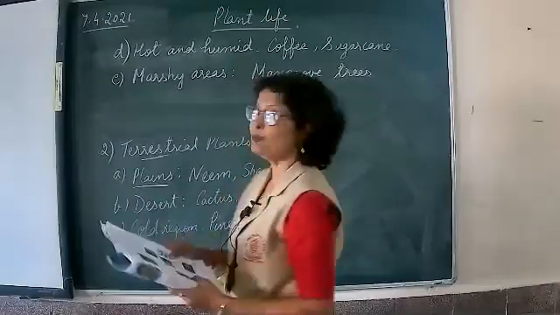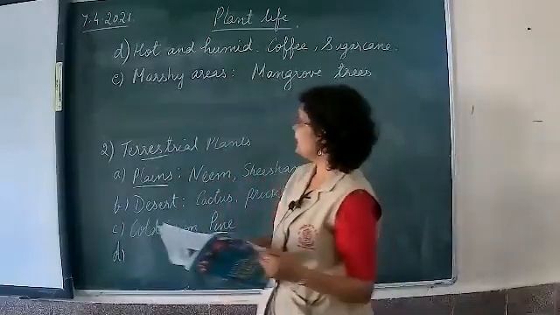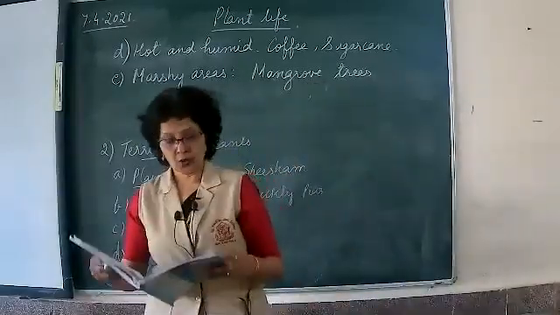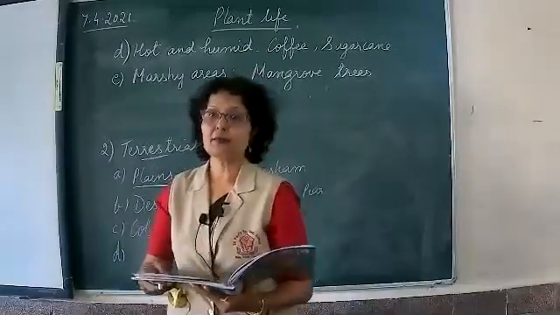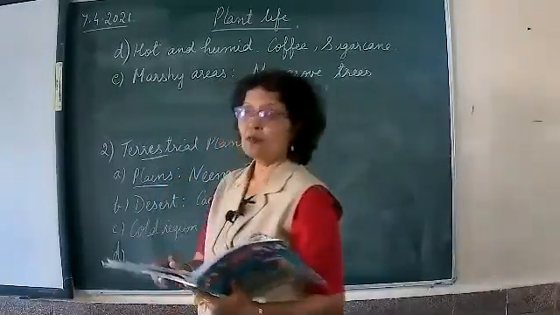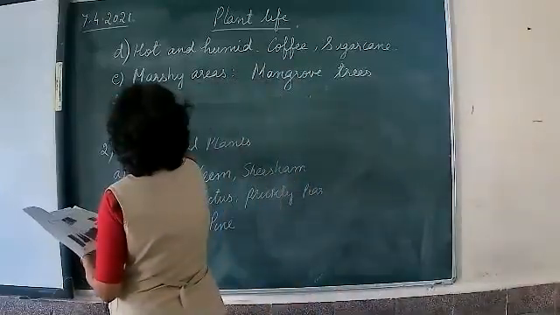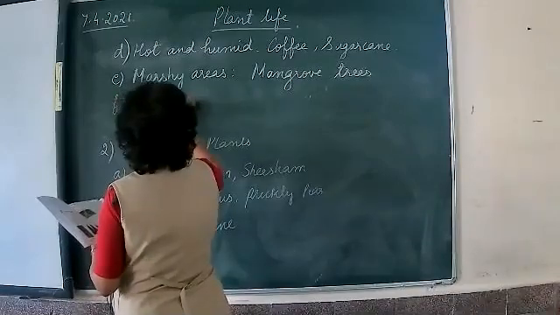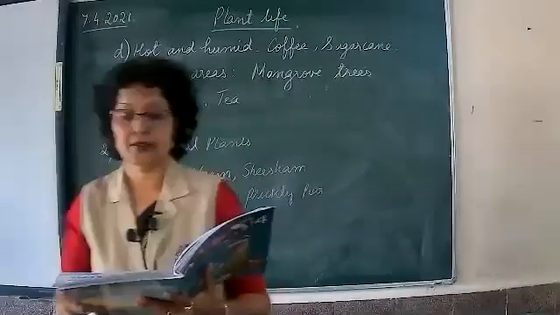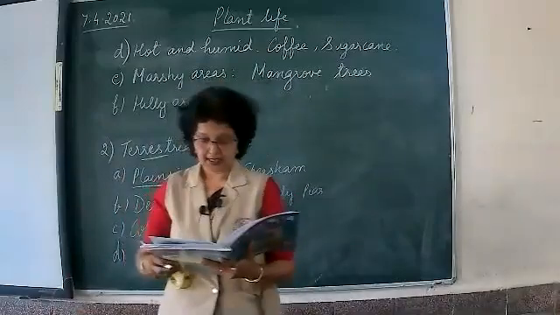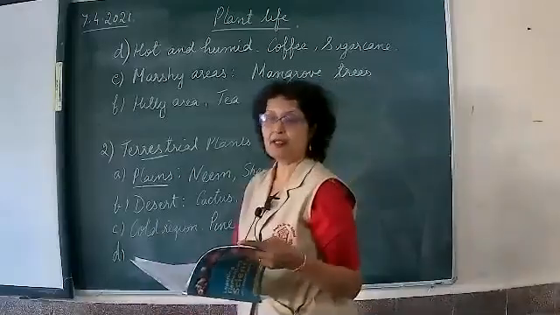Is that clear? You have to keep the examples in mind. So first we did plants in plains, then plants in deserts, cold regions, hot and humid regions, hilly areas, and plants in marshy areas. Hilly areas we have not done. A very common example of plants that grow in hilly areas is tea. Tea grows well in hilly areas because the rainwater flows down the slopes. Is that clear? So this was the classification of the plants according to their surroundings.